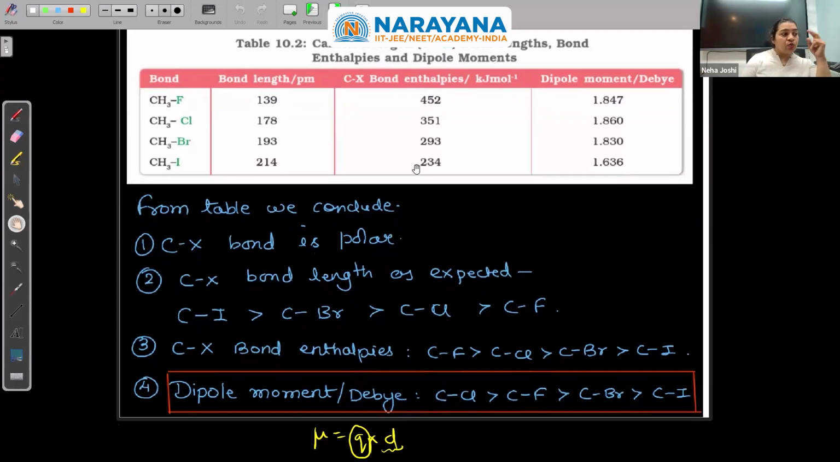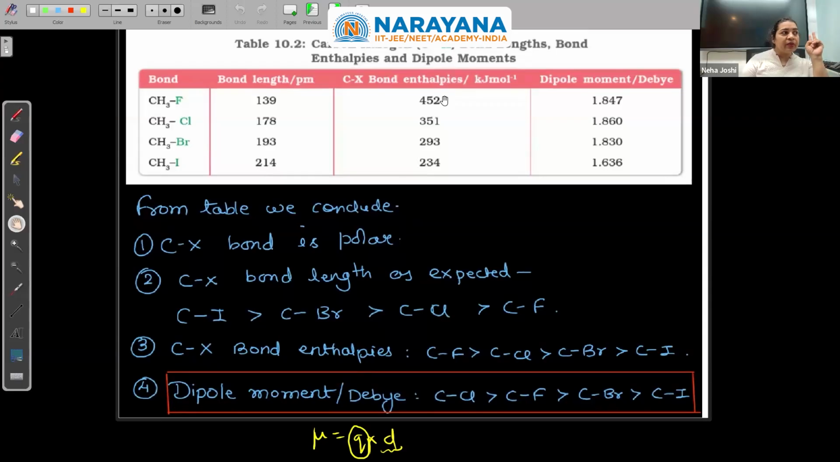Right? Two things clear? Bond enthalpies and bond length. Bond length is continuously increasing. Bond enthalpies are decreasing. Coming to dipole moment. Now you check, the dipole moment will be defined as bond polarity into distance, right? So if I go by simple distance logic, it should continuously increase, but no, it is not so.